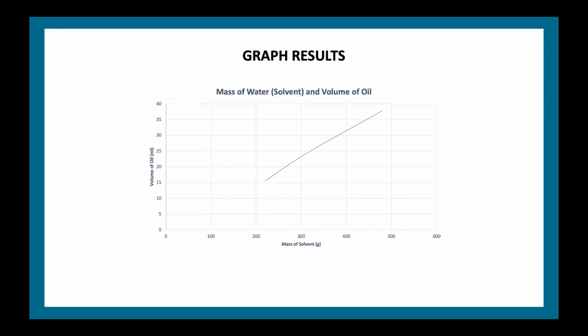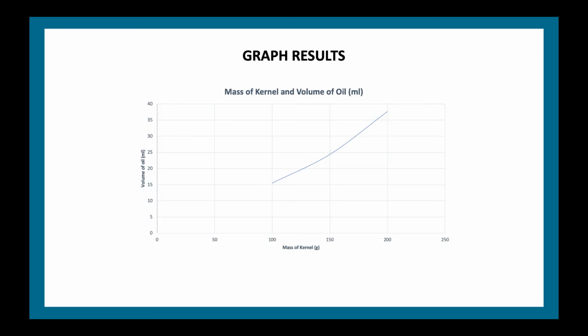According to the plotted graph, we can determine that the two variables are directly proportionate, whereby the volume of oil and mass of water, the solvent, gradually increased. Furthermore, in this figure, we can see a difference in its type of sloping rise from the previous graph. Similarly, as the mass of kernel increased, the amount of oil increased. Hence, the trend between these two variables exponentially augmented.